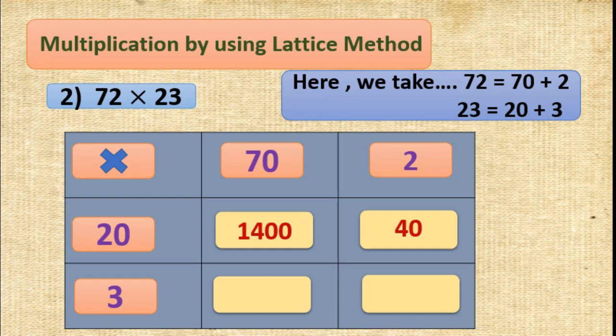We will move to the next row. 3 multiplied by 2, that is 6. And 3 multiplied by 70 means here 3 7s are 21 and 1 zero, that is 210. Okay. Now we will add all these numbers. Here 1400, then plus 210, then 40, then 6.